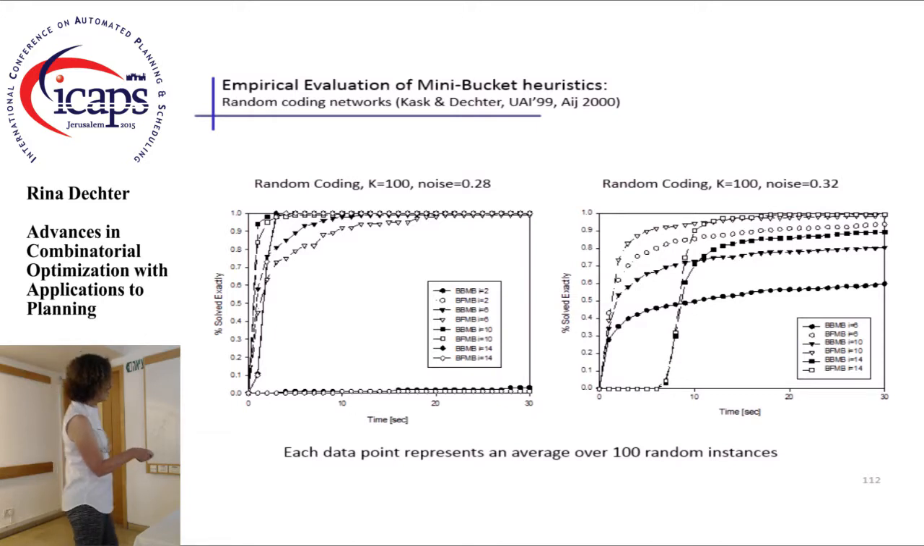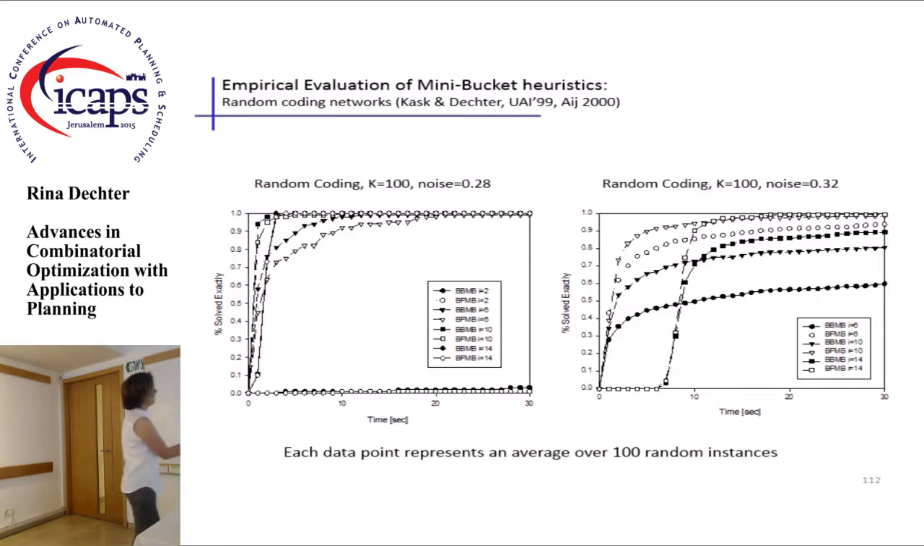In this chart, it's hard to see the difference between best first search and depth first search. Maybe in this one here, this is best first and branch and bound with i-bound equals 6, and the black one is the best first search. So we see that best first search is much better than branch and bound. We see it better even here.